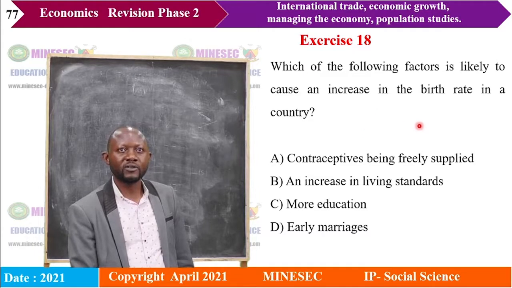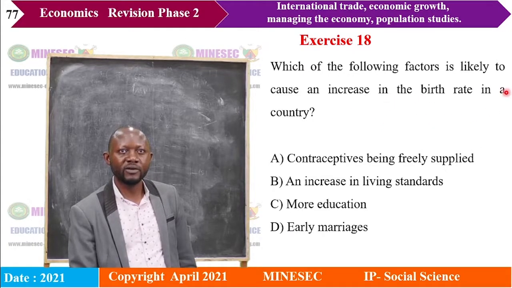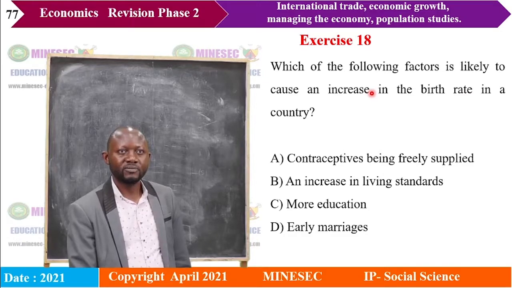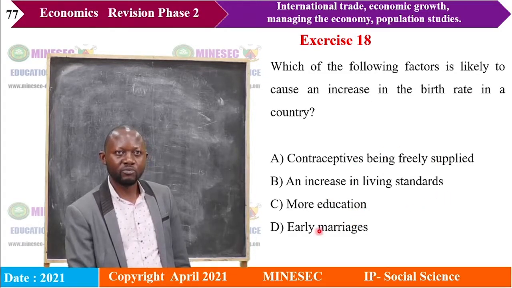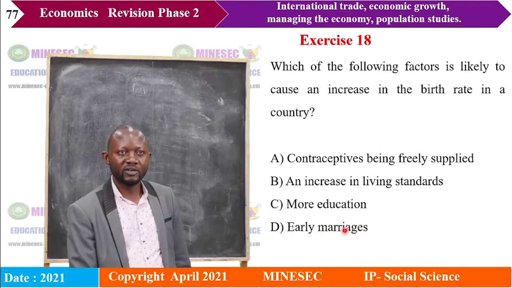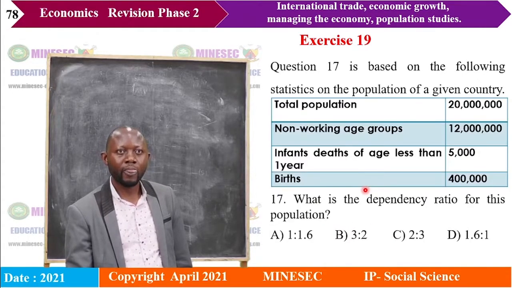Which of the following factors is likely to cause an increase in the birth rates in the country? Contraceptives being freely supplied, increase in living standards, more education, early marriages. Early marriages should be the best option.